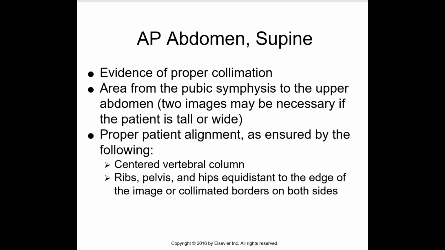Essential projections. So the AP, there's going to be evidence of proper collimation, the area from the symphysis pubis to the upper abdomen. 2 images may be necessary if the patient is tall or wide, either 2 crosswise or what we call the T. We discussed that in class. It's a crosswise of the kidneys and then a regular one going at the iliac crest. So it's like a T.